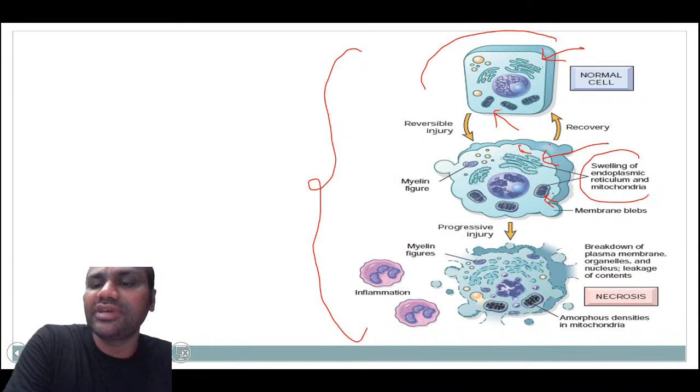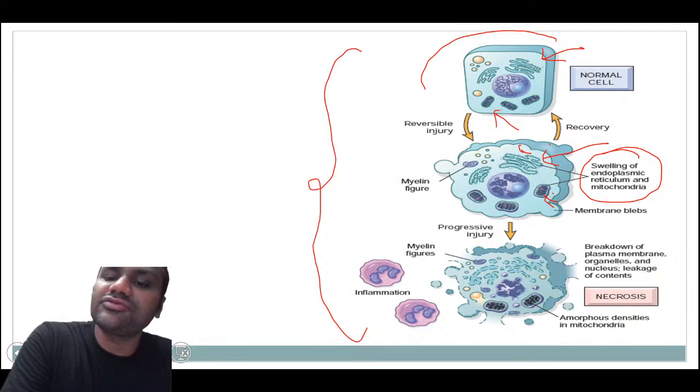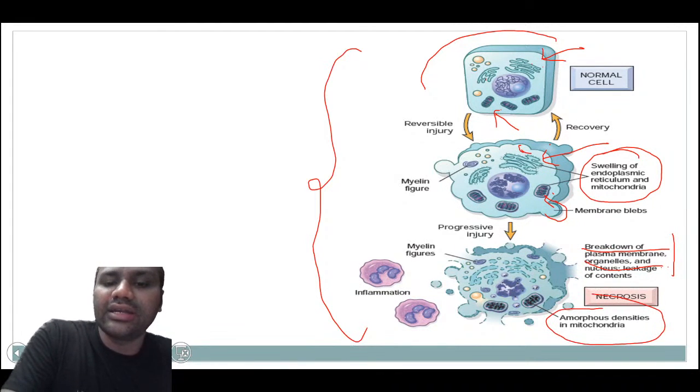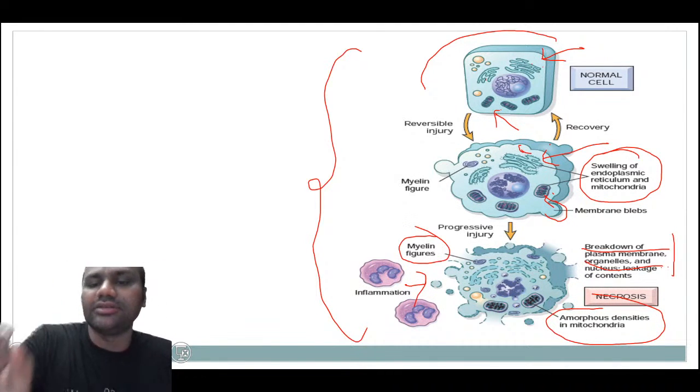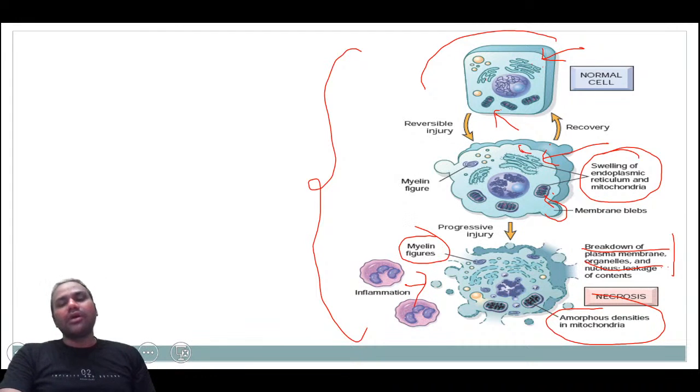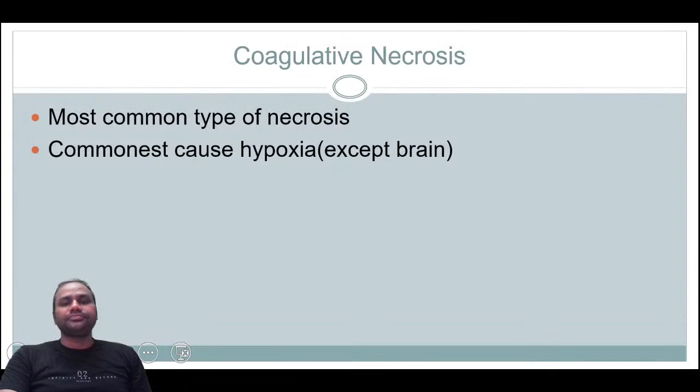So swelling of endoplasmic reticulum and mitochondria, and because of swelling you can see blebs also forming, and slowly if the injury progresses, then we can see breakage of the membrane. So leakage of the content will occur. So breakage of the plasma membrane and organelles, and the nucleus leaks, and obviously there will be amorphous densities within mitochondria, and inflammatory cells will come, and myelin figures will be seen. So this sums up our topic necrosis.